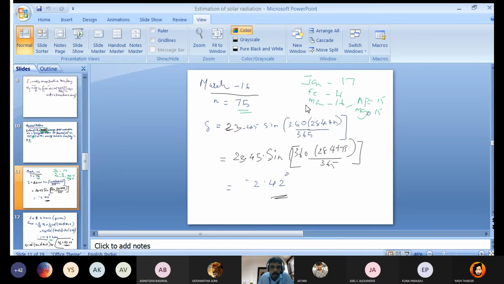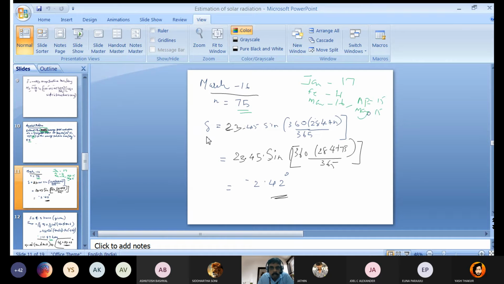Is it clear? You don't have to memorize which days to consider. It is given in the table, you can refer to that. So for March we will take March 16, and n you can calculate: January 31, February 28, so 31 plus 28 plus 16. So 75 you will get.